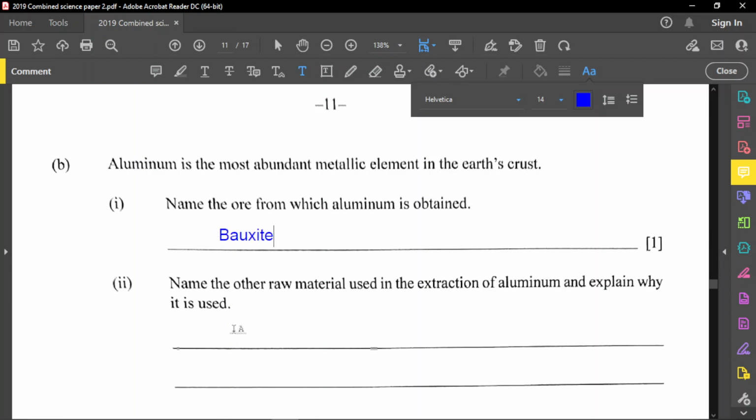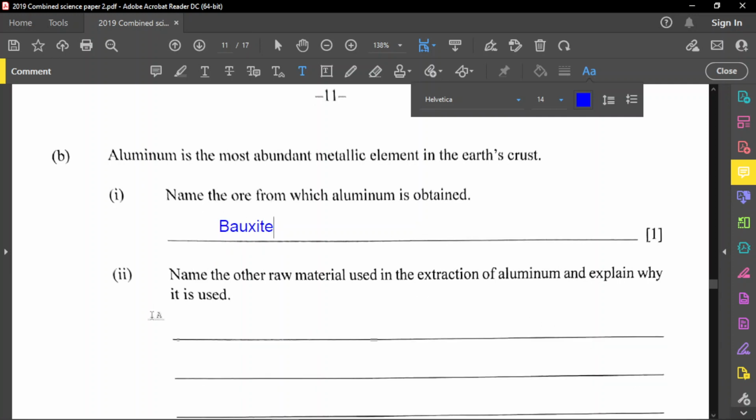For the next part, it says name the other raw material used in the extraction of aluminum and explain why it is used. The name of this is actually cryolite. Most of you just say cryolite, and cryolite is accepted, or you can just say molten cryolite. The correct version is molten cryolite. Again, most of you just say cryolite, but it has to be in molten form.